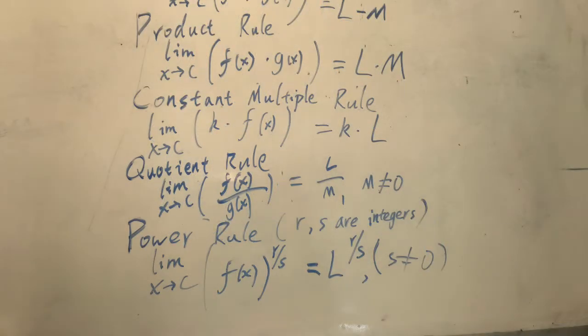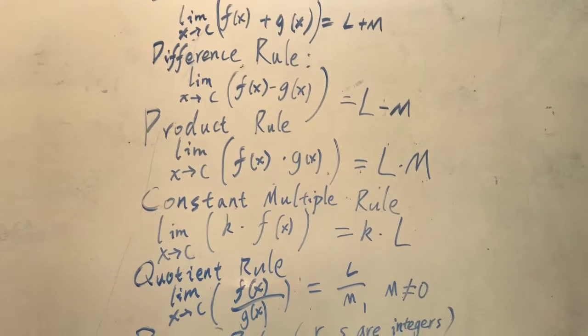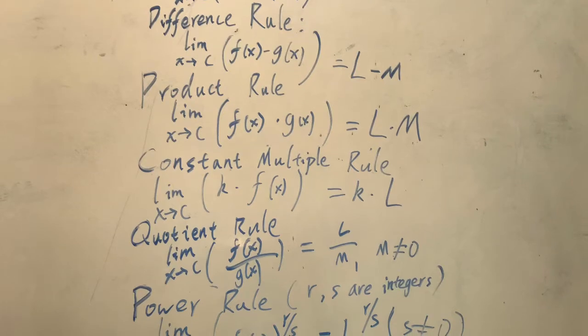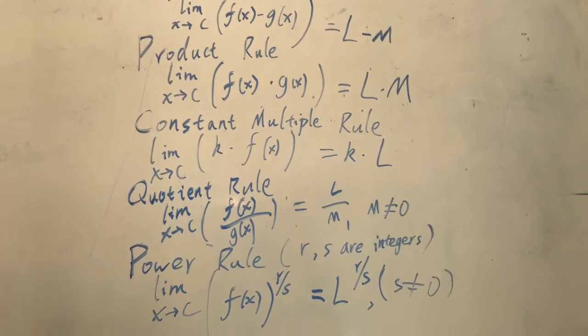Then the power rule states that the power of a function has a limit the same as the power of the original limit, as long as s isn't 0 and L is larger than 0 when s is an even number. Overall, this rule says that whatever operation you do to the function, you do the same operation to the limits. It is a rule similar to algebra and is actually pretty easy.